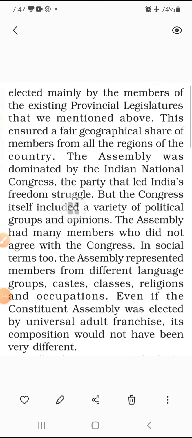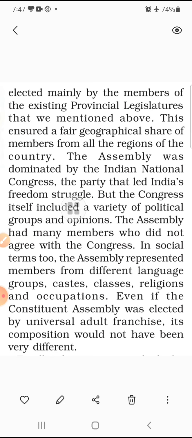So elected members mainly of the existing provincial legislature that we mentioned above, this ensures a fair geographical share of members from all the regions of the country. It means that the constitution which we have today is not of one or two groups or a particular segment of society, but it is of all.